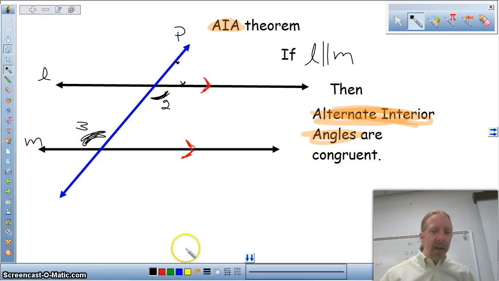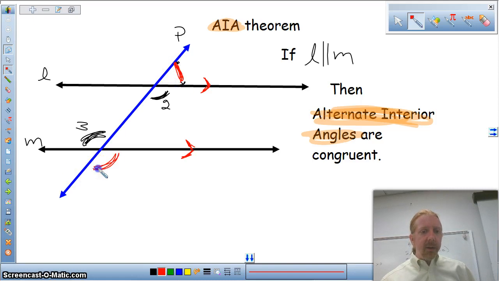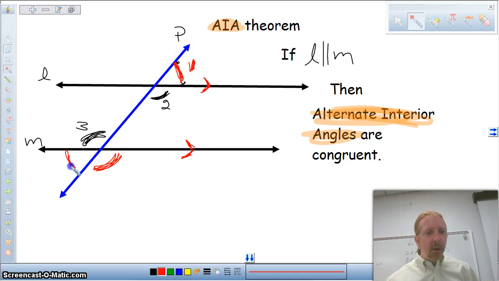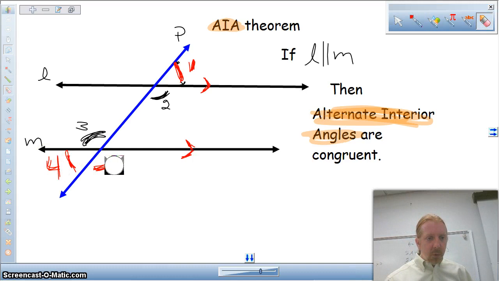I'll stay on the same slide. Let's grab a different color marker. And let's talk about these angles out here. How about angle 1? And let's take this angle over here. We'll call it angle 4. We will ignore this one.